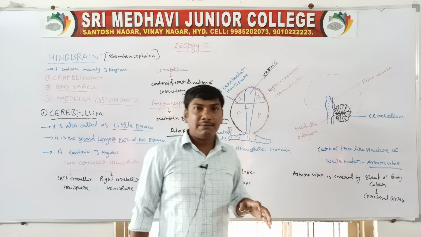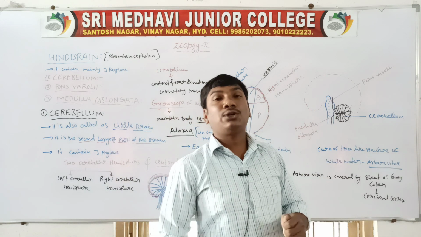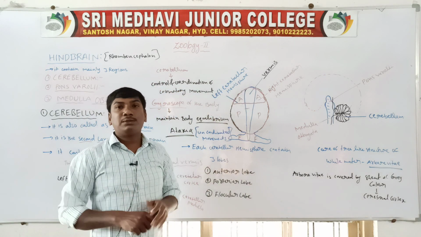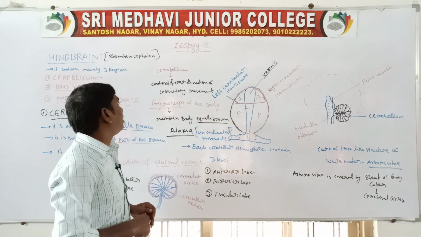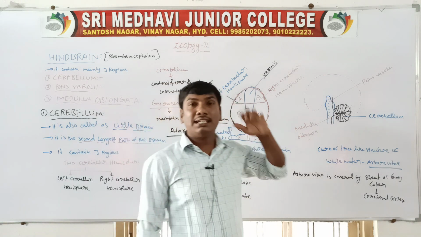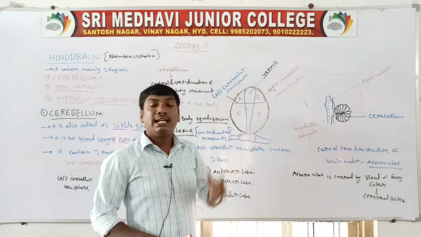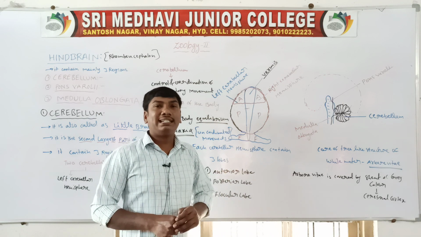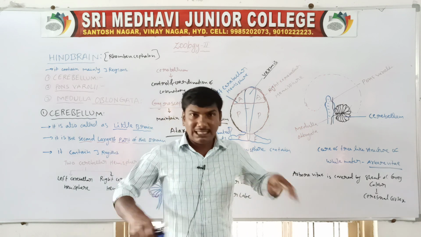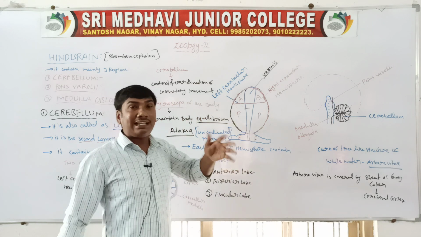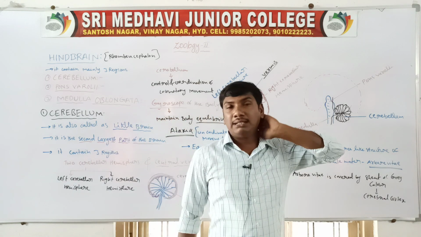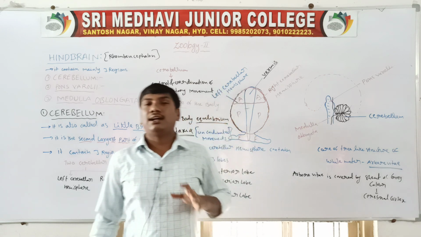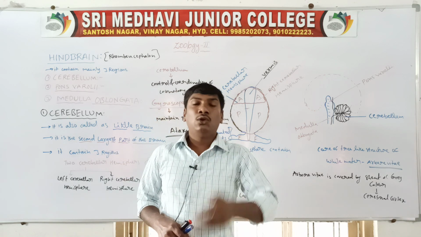Next, the cerebellum function is control and coordination of locomotory movements. The cerebellum is also called the gyroscope of the body, meaning it maintains the body equilibrium. Equilibrium means balance of the body. Damage to the cerebellum causes ataxia. Ataxia means uncoordination of locomotory movements.